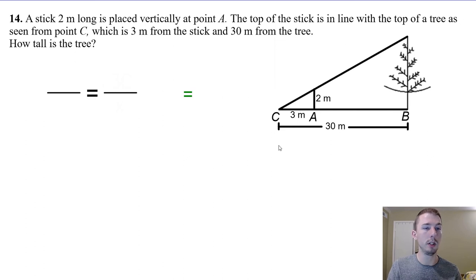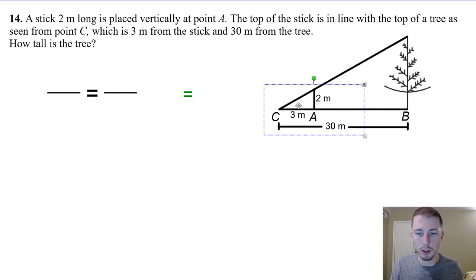A stick 2 meters long is placed vertically at point A. So point A, 2 meter long stick. And the top of the stick is in line with the top of the tree as seen from point C, which is right here on the ground, which is 3 meters from the stick and 30 meters altogether from the tree. How tall is the tree?